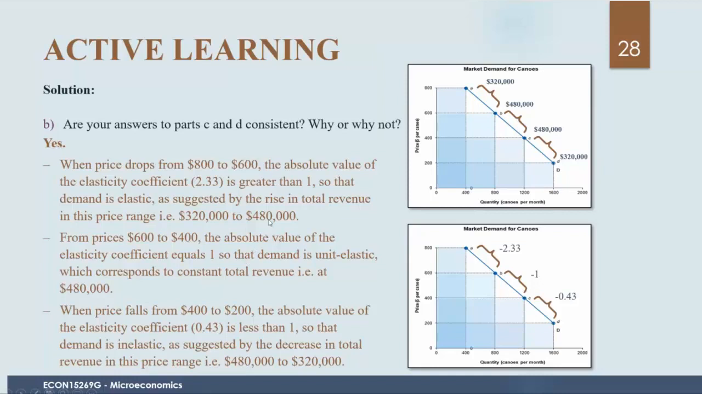The inelastic portion, if you increase the price, revenue will increase. Along the unitary elastic portion, if you change the price, there'll be no change in revenue. And then above 600, if you increase the price, your revenue will fall. So it goes from 480,000 to 320,000.